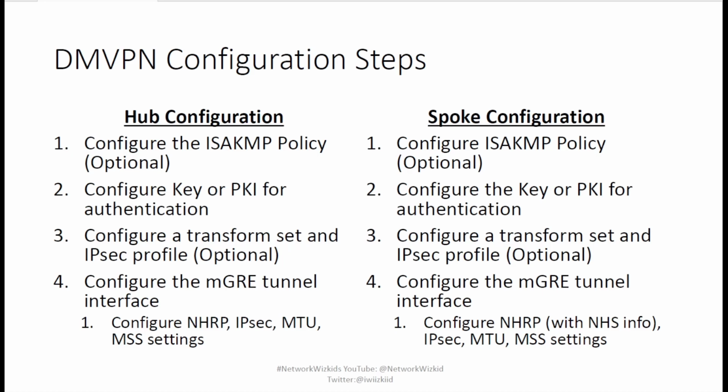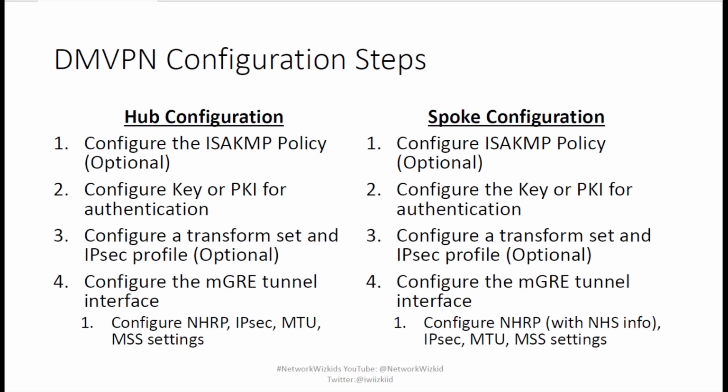In step 4, this is where the bulk of the configuration comes into play, I would say. And this is where, from a hub perspective, we will configure the tunnel interface. Within the tunnel, we'll configure it for mGRE, and we'll cover some other parameters such as NHRP configuration, IPsec transform, binding. We'll look at the MTUs, adjusting them, as well as the MSS settings.